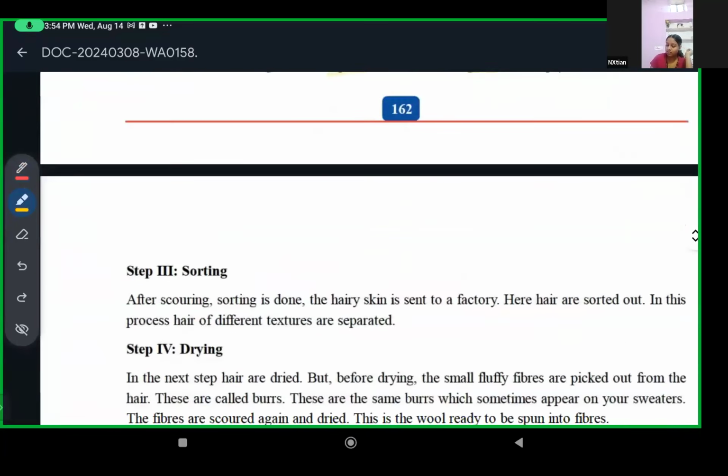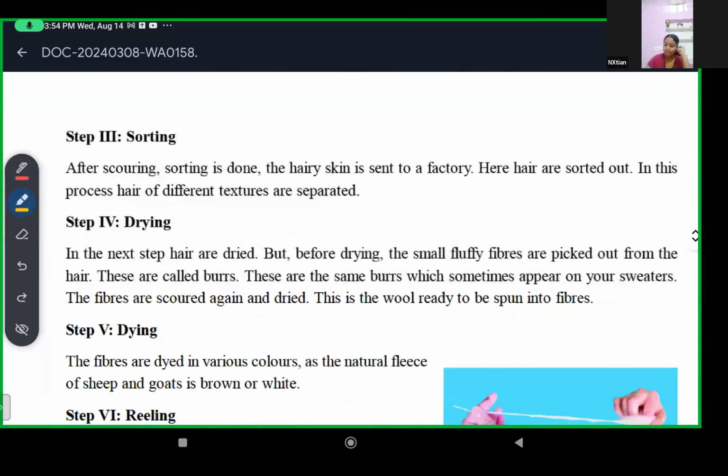Then third is sorting. After scouring, sorting is done. The hairy skin is sent to a factory. Here, the hair is sorted out. In this process, hair of different textures is separated. Sorting of the hair is done according to its texture. Different textured hair is kept together.